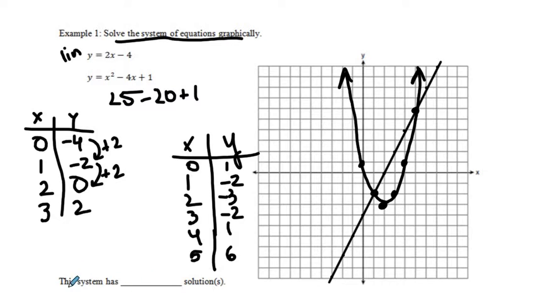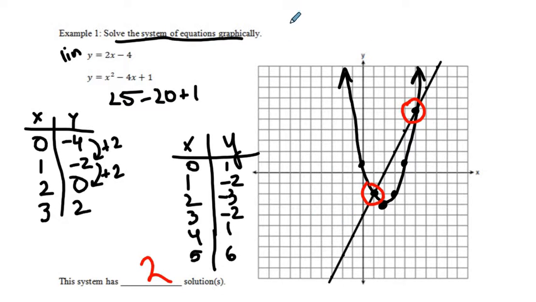All right. First question. This system has how many solutions? The number of solutions is the number of places where these two lines intersect. And we can see there's an intersection right here and an intersection right here. So this has 2 solutions. Now those solutions are the points at which they intersect.